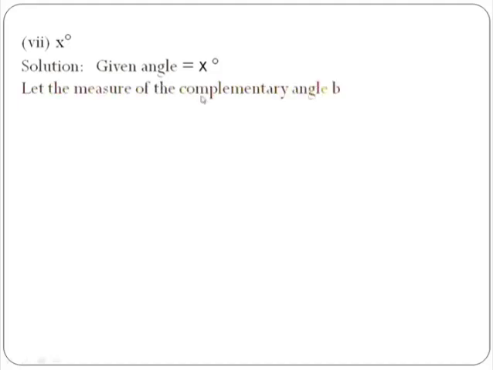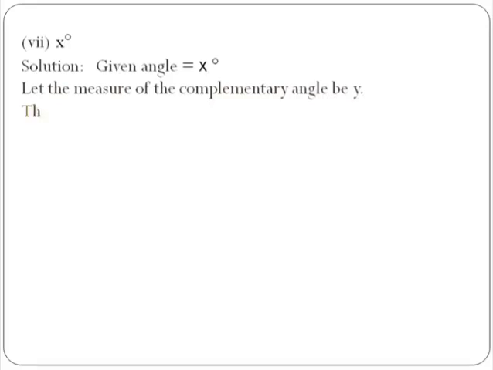Now example number 7. Children, here the angle is given in the form of a letter. Now we have to find the complement of x degrees. So again we will repeat the same procedure as we are doing in all the examples. That is, first we will write the given example. As the given angle is only x degrees, we will consider its complement as some other letter. So I am taking it as y. Let the measure of the complementary angle be y. As x is already given, we have to take any other alphabet. So I took here y.